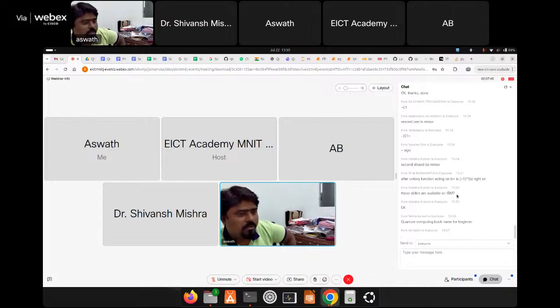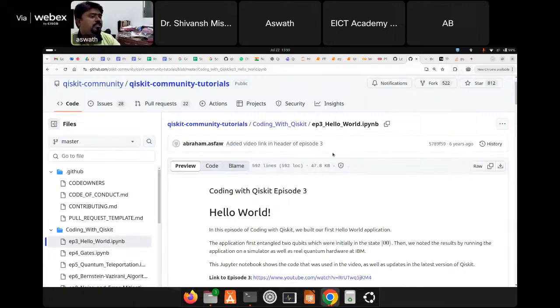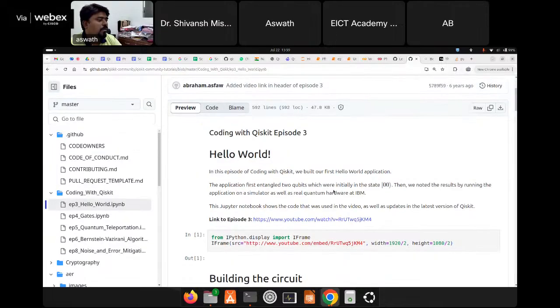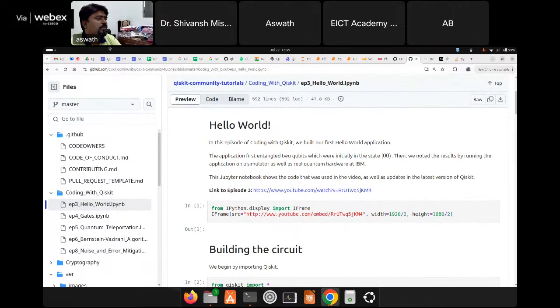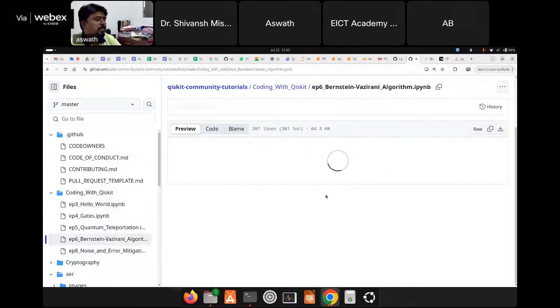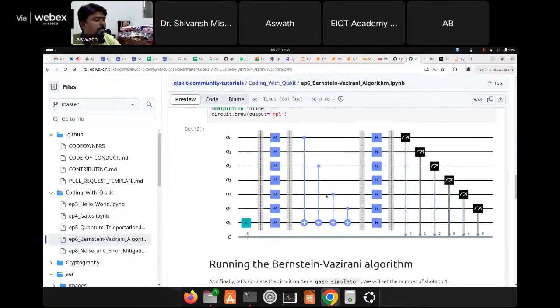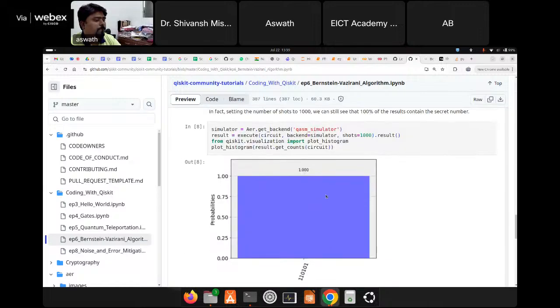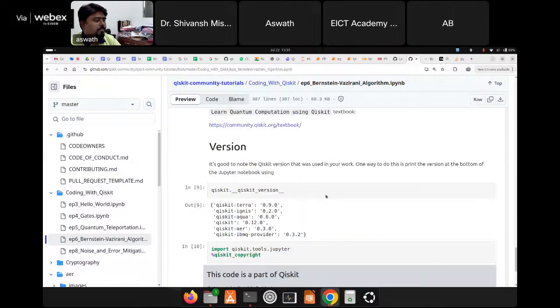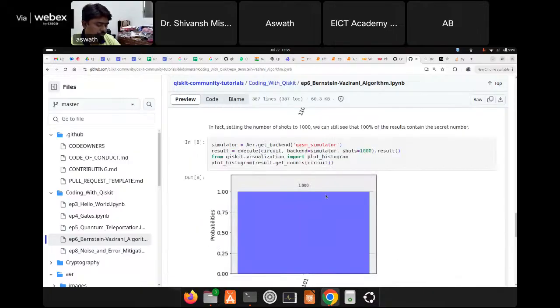Yeah, these slides are available on IBM. Not slides, they call it documentation. These things used to be on the IBM Experience itself. Now they have removed it, they have moved it to GitHub. You search, you would get all the episodes. Like you can just find the Bernstein-Vazirani algorithm. You can find the Deutsch algorithm. Everything is there. Okay, see here. You can just copy and paste and then run the codes.